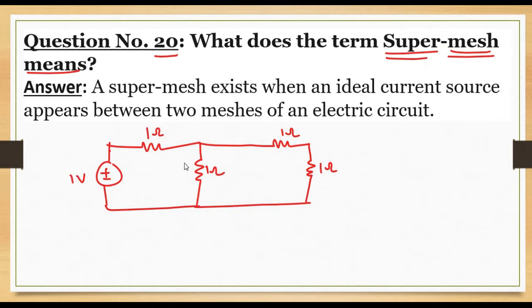Now you can easily find the circuit parameters by finding the current I1 in loop 1 or mesh 1 and current I2 in mesh 2. Now this is not the circuit for super mesh, and we can easily solve this circuit by writing these two equations for the two loops. Now what does super mesh mean?